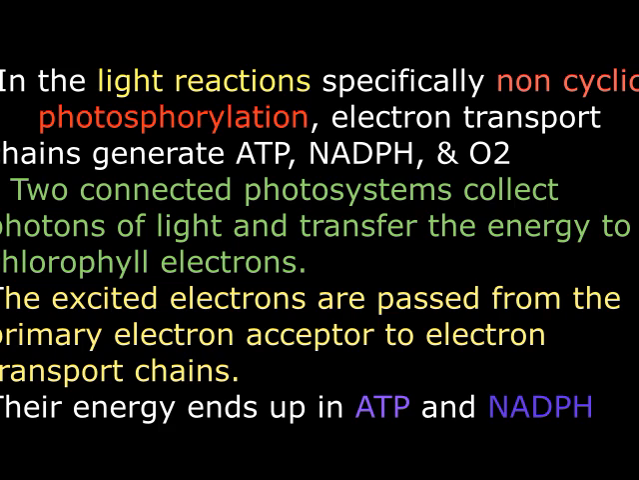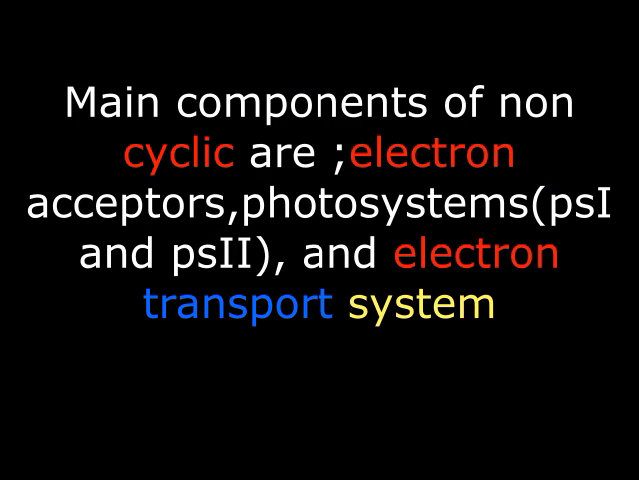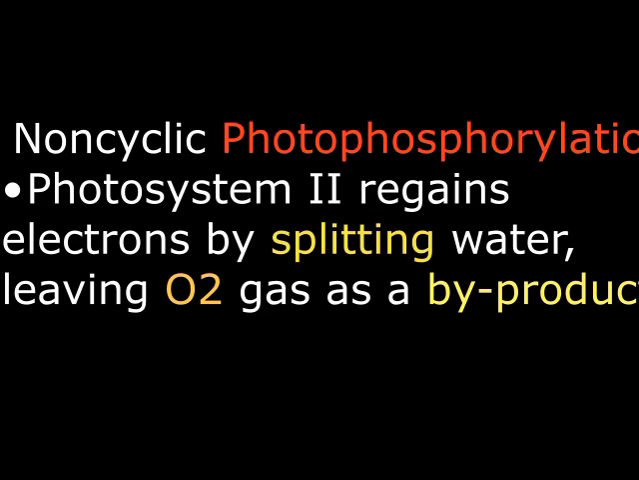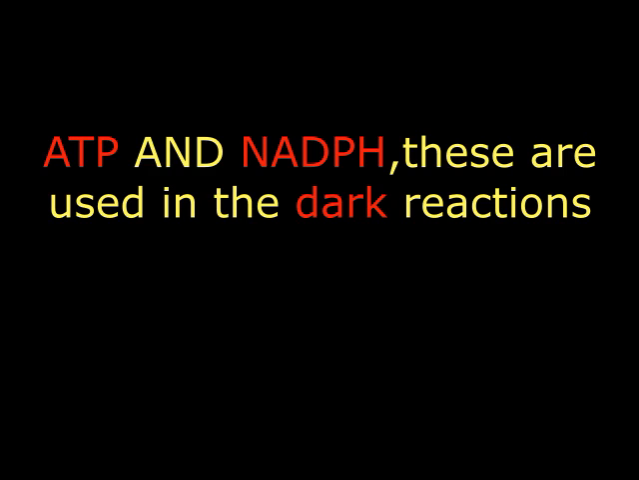Now, the non-cyclic photophosphorylation is going to be driven mainly by the electron acceptors and photosystems, and then the electron transport system. So we have majorly these components: the photosystems, the electron acceptors, and the electron transport system. But the overall process, members, what we are going to yield from non-cyclic photophosphorylation, the main products which we need in the dark reaction, are the ATP as well as the reduced NAD.